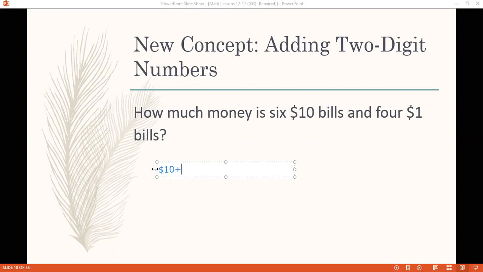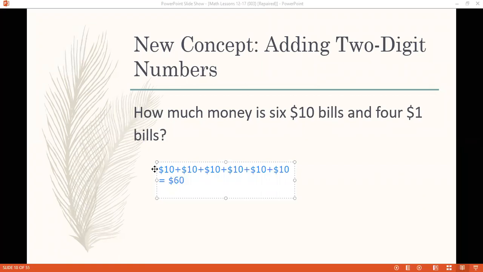1, 2, 3, 4, 5, 6. How much money is 6 $10 bills? It's 60.